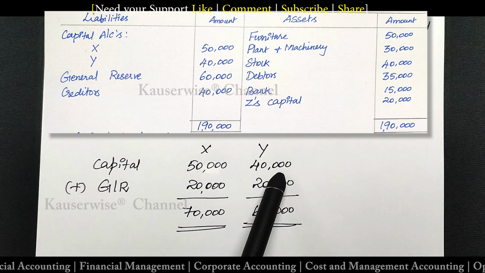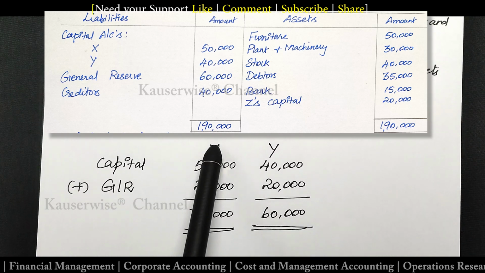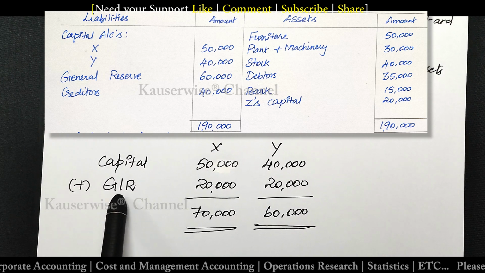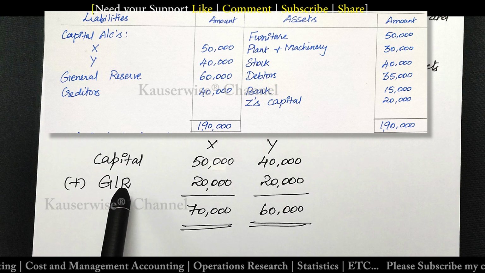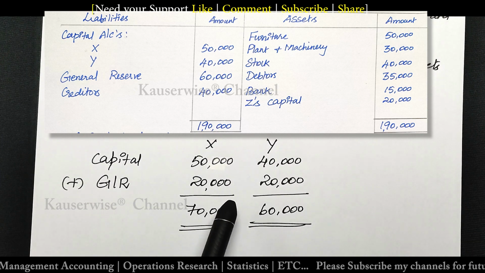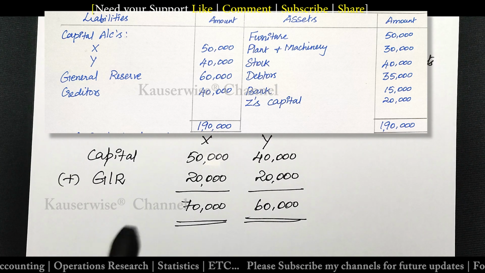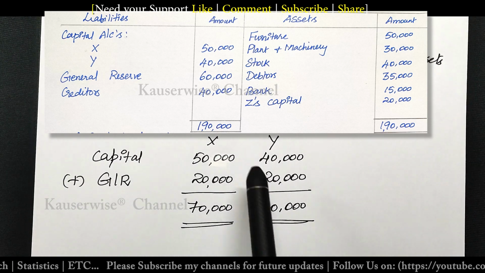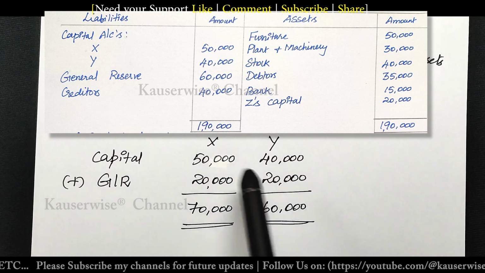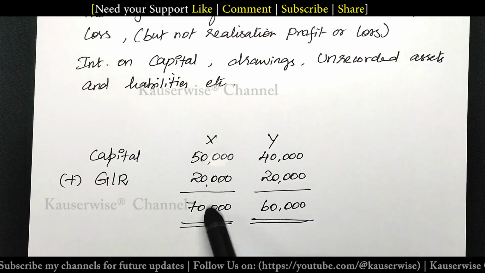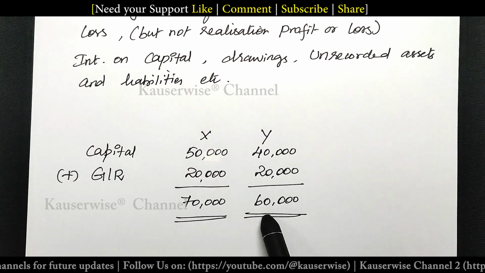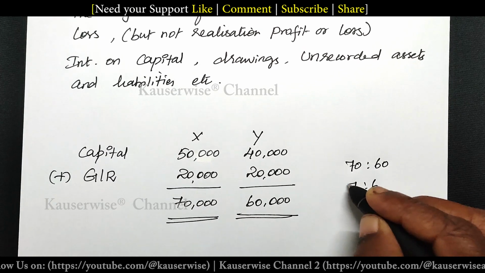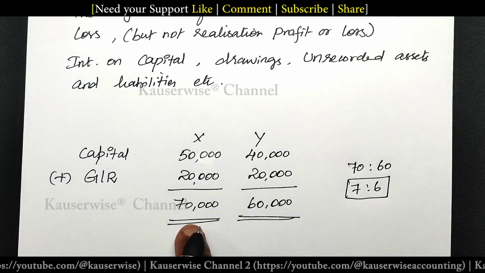As per the balance sheet, their capital balance is 50,000 for X and 40,000 for Y. And we have transferred the general reserve. How much general reserve? 60,000, and we have shared this general reserve among the partners equally, because the profit sharing ratio is not given. So we have shared equally, 20,000 each. So X 20,000, Y 20,000. Now what is the total adjusted capital for X? 70,000. For Y, 60,000. Now what is the ratio? 70 is to 60, or 7 is to 6. So this is the adjusted capital ratio.